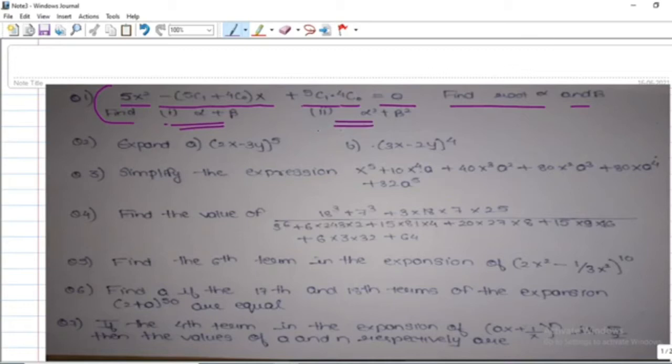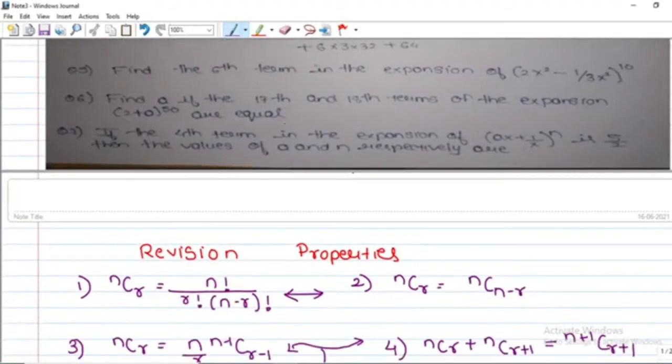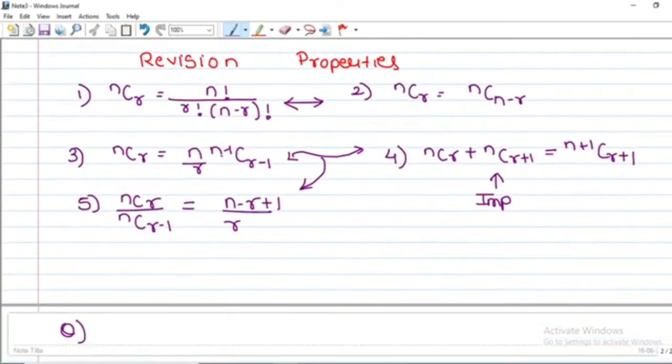I think they have not asked for alpha and beta themselves; the question is incorrect, I guess. The equation just has roots alpha and beta, and we have to find alpha plus beta and alpha square plus beta square. So these two things you need to find out. Now let's just rewrite the question which was given.